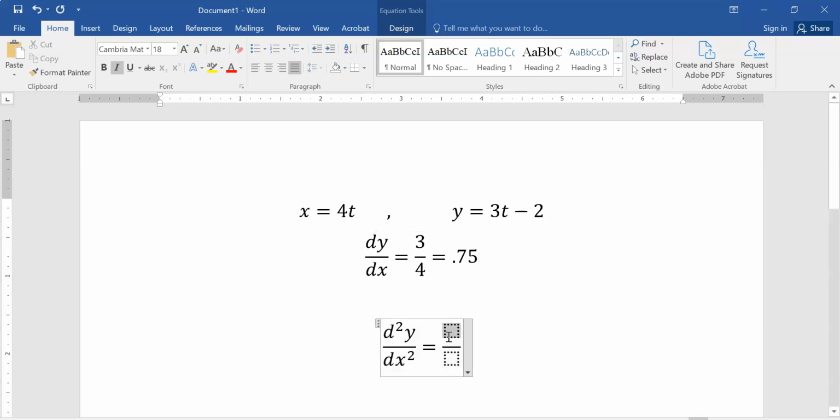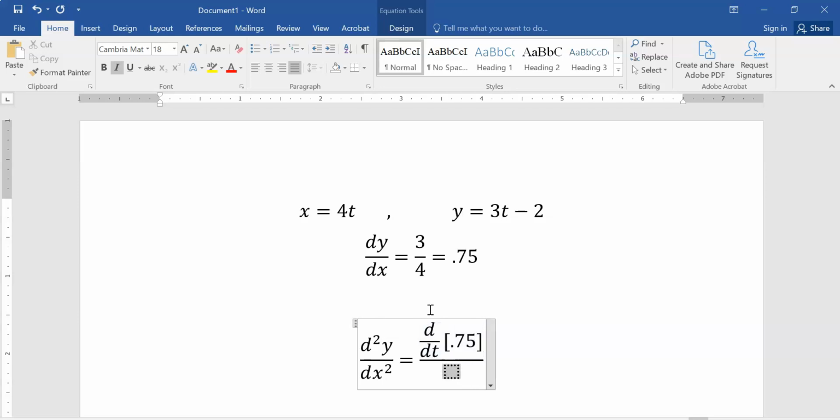Okay, now here's the deal. On the second derivative, we'll plug in things in a second, but what we're going to do is first, on top, take a derivative of this with respect to t. Obviously, this is a constant. So with respect to t, the derivative of 3/4 is simply 0. All right, so let me write that down. Derivative with respect to t of 0.75. That's what we're doing there. And then obviously on the bottom, it's another derivative with respect to x, so it's another 4.